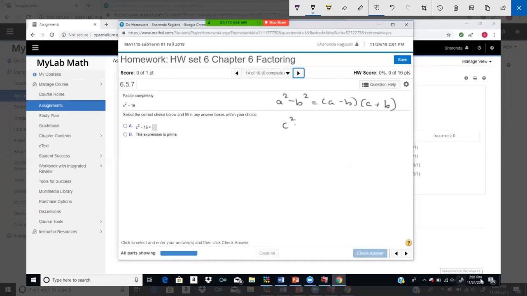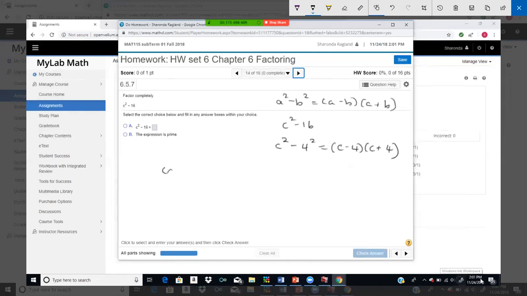So if I have c squared minus 16, c squared is a perfect square, and 16 is a perfect square. So that's 4 squared, right? So that's in the form of a squared minus b squared. So what are your factors? c minus 4 and c plus 4. And that's it. That's when you're dealing with the difference of squares.